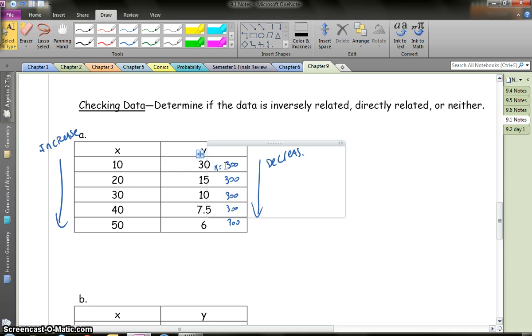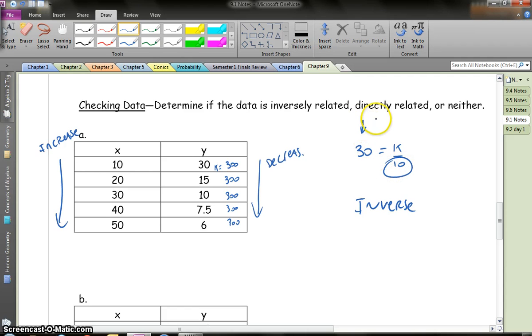So how did I get that? Well, 30 equaled k over 10, and then we'd multiply both sides by 10. Because this is division here, we're looking at an inverse relationship. Now, if your x's are increasing and your y's are decreasing, it's going to be an inverse relationship. And think about this. If your x is growing, what's going to happen to your y value? It's going to go down as the denominator gets bigger.